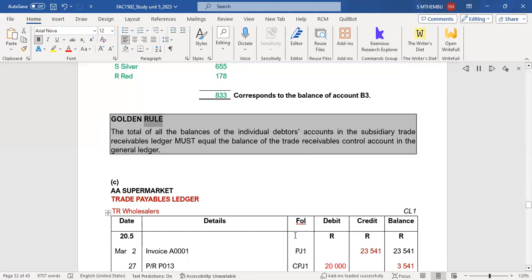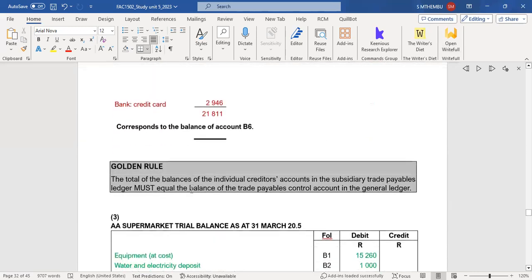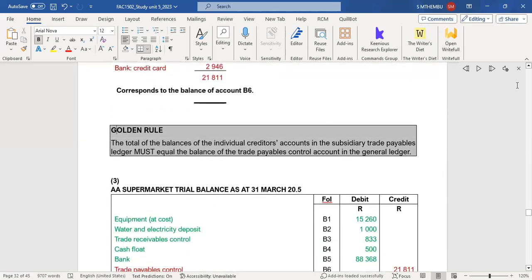Golden Rule. The total of all the balances of the individual debtors' accounts in the subsidiary trade receivables ledger must equal the balance of the trade receivables control account in the general ledger. Golden Rule. The total of the balances of the individual creditors' accounts in the subsidiary trade payables ledger must equal the balance of the trade payables control account in the general ledger.